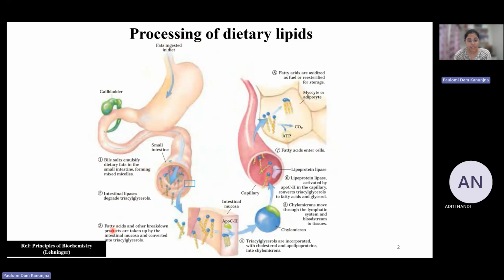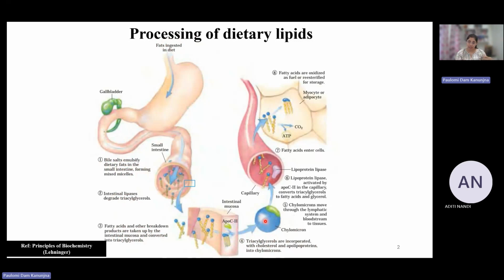Now the third step after this is fatty acids and other breakdown products. So I told you, when you break down TAGs, you get the fatty acids. If you remember the structure of triacylglycerol, glycerol backbone, you have three acyl groups. Those are the fatty acids. So when you disrupt the structure of lipid, you get fatty acids and a glycerol backbone, right? So the fatty acids that have come up as a breakdown product are taken up by the intestinal mucosa and they are converted again into TAGs. Okay, breaking down and making them again. What happens after this? So these TAGs are now incorporated with cholesterol and apolipoproteins into chylomicrons.